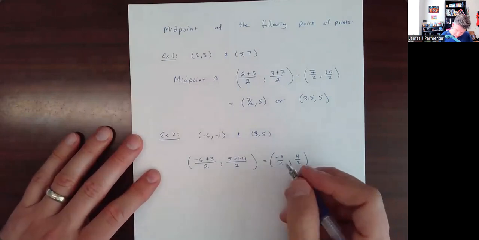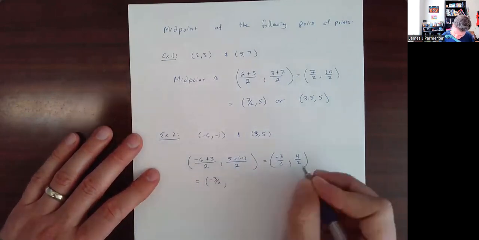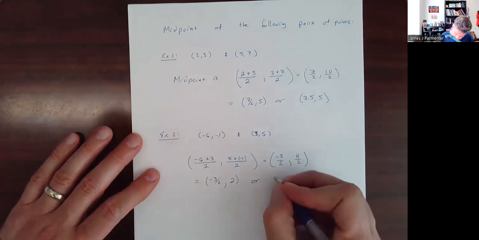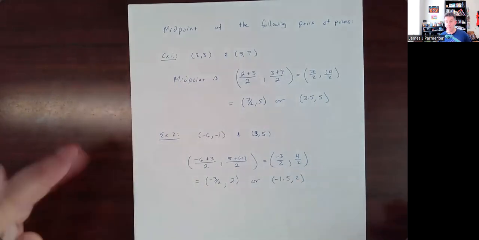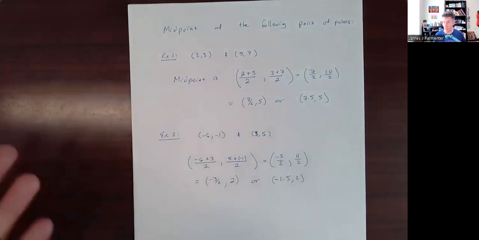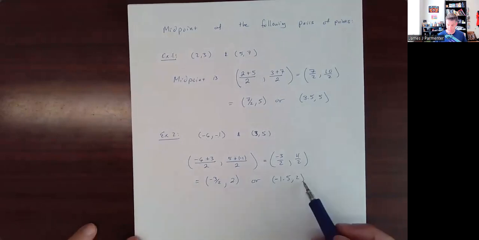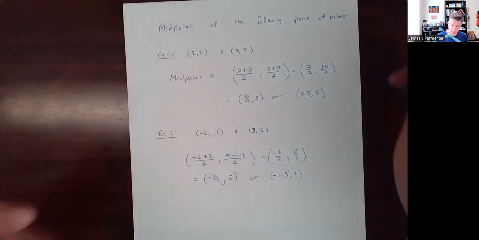Again, you can leave -3 halves as a fraction. So you can say you got -3 halves, comma 4 divided by 2 is 2. Or once again, if you prefer a decimal, -1.5 comma 2. If the points you're starting with both have integer coordinates, meaning whole numbers or negative whole numbers, your averages will either be whole numbers or fractions with the 2 as the denominator, or decimals with a 0.5. That's kind of the only thing that can happen.